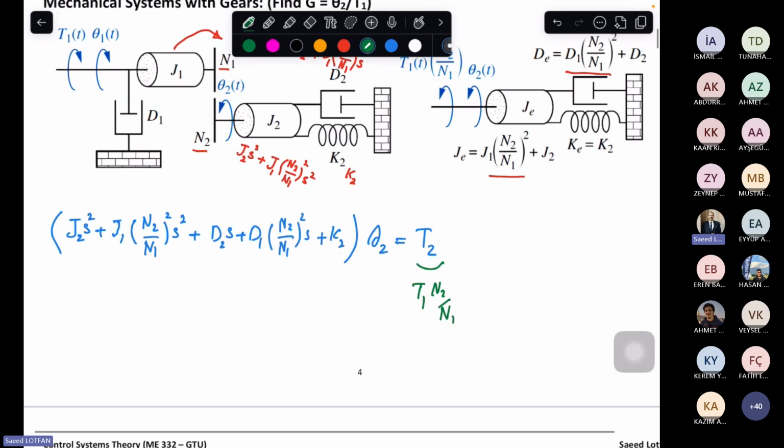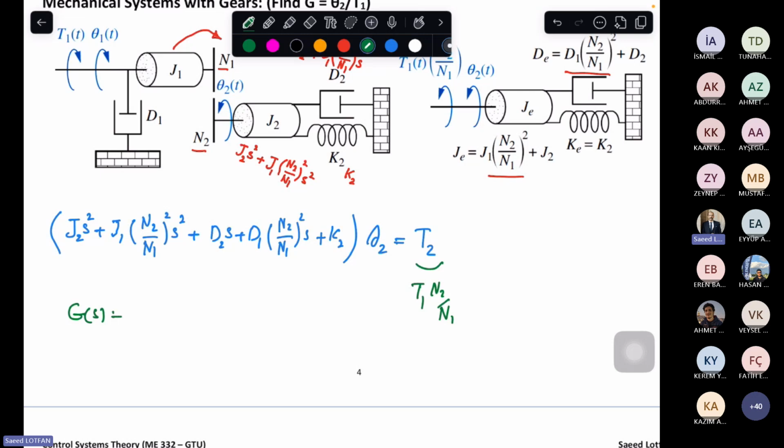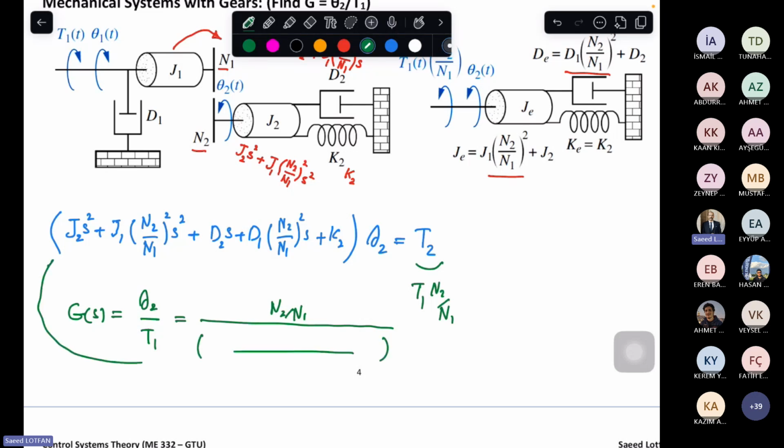So the transfer function G(S), that is called theta 2 over T1, would be N2 over N1, sorry, and you have this part, which is this guy here. Clear?